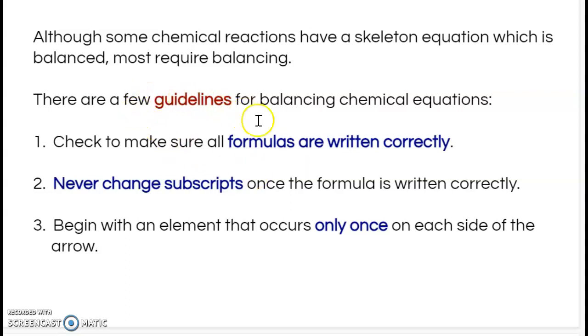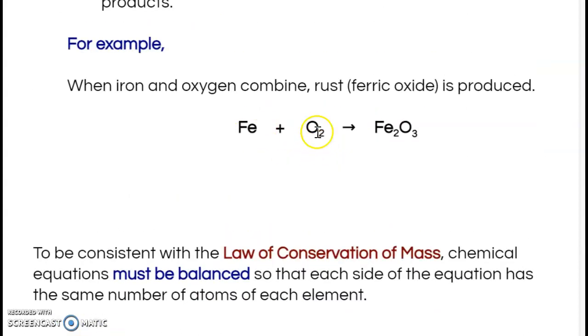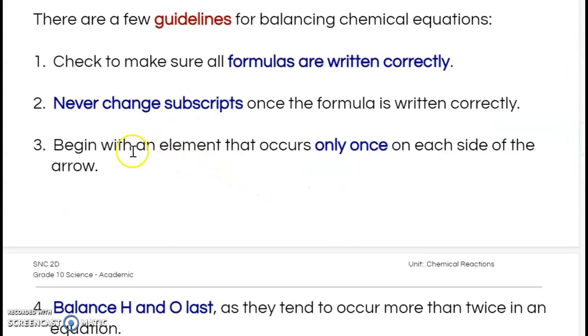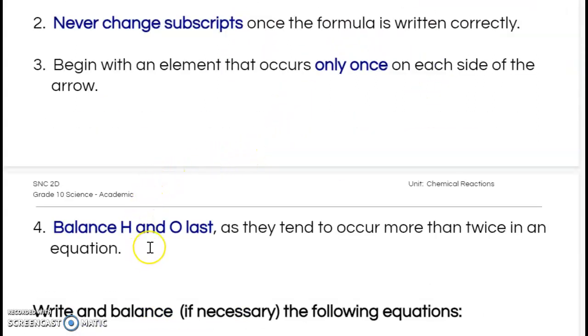There are a few guidelines for balancing chemical equations. First, check to make sure all formulas are written correctly. Never change subscripts. Subscripts are these little numbers here. You never change these subscripts. Begin with an element that occurs only once on each side of the arrow. So you see iron is here and iron is here, so we can start with iron. Then balance your hydrogens and oxygens last, as they tend to occur more than twice in an equation.